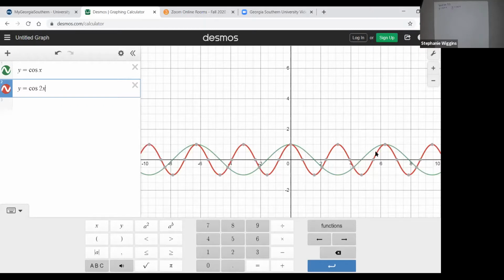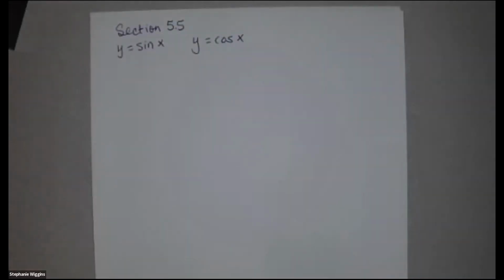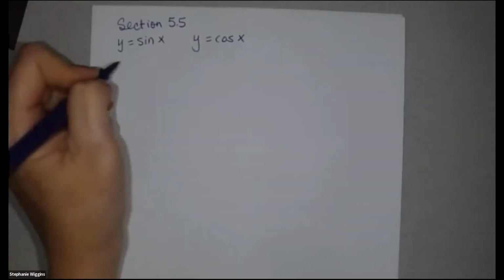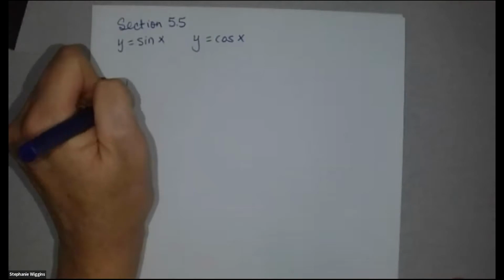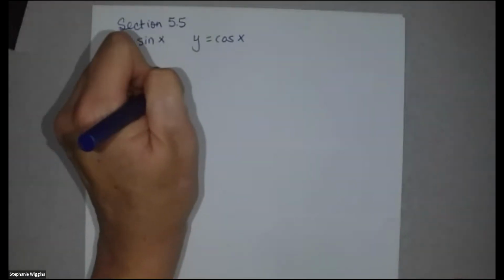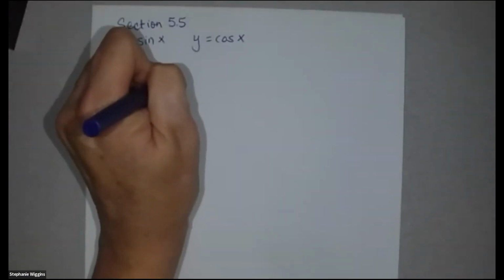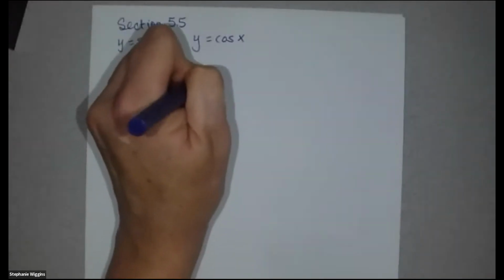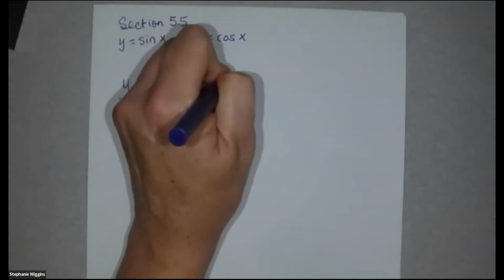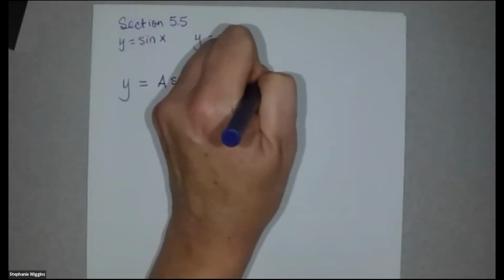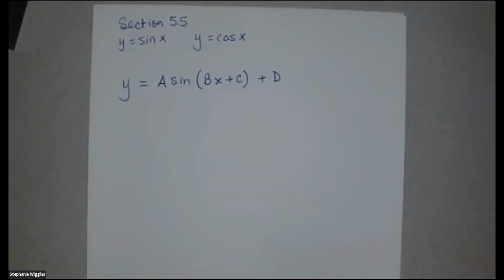All right, well, let me go back to the notes for a second now, and let's talk about this. All right, so the pattern that we're looking at is y equals A sine(Bx + C) + D. All right? A, B, C, and D are constants, and they all have meaning, okay?